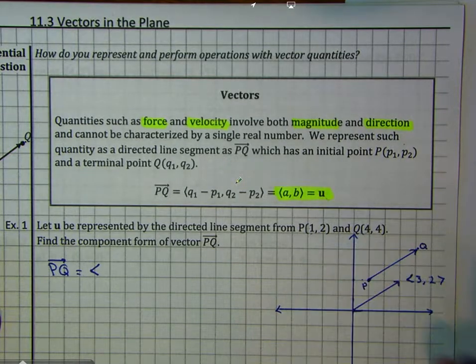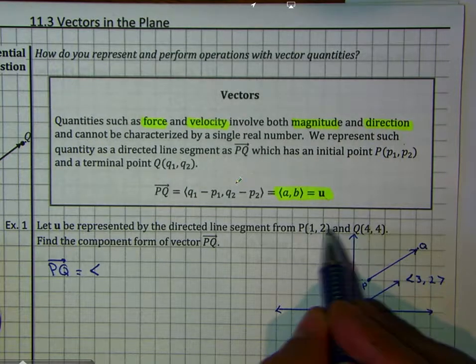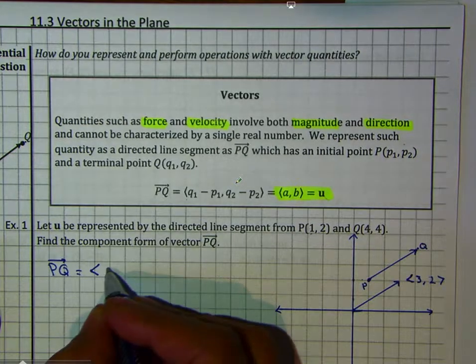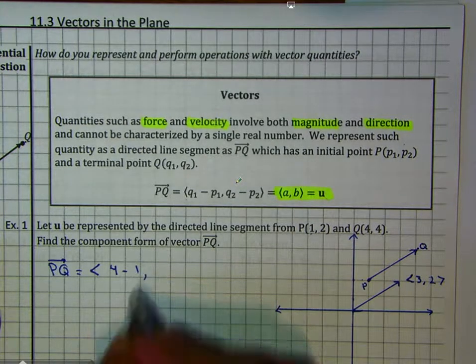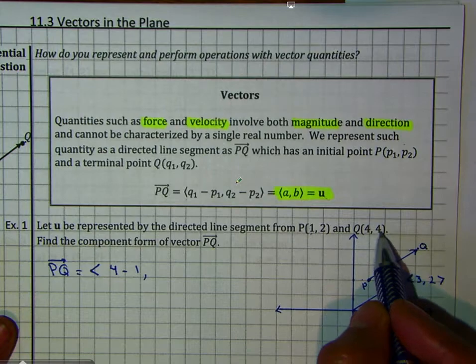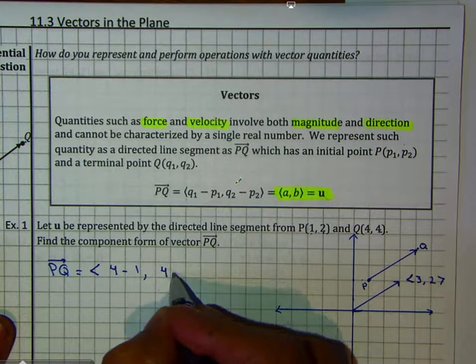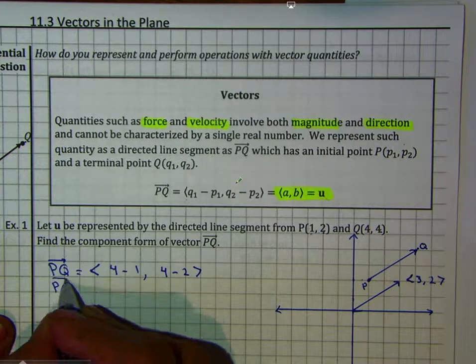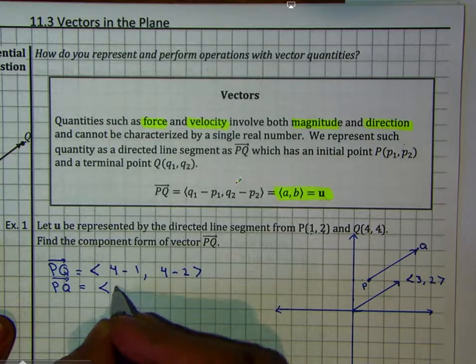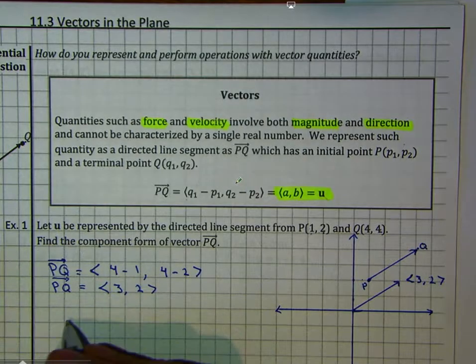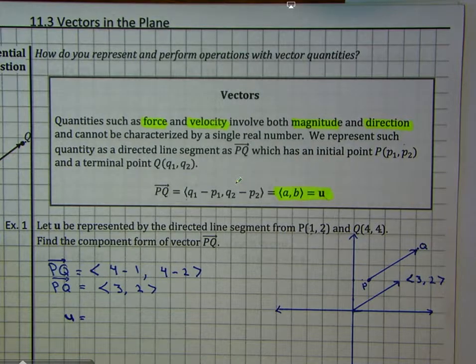We usually do the second one minus the first one. So notice that's q minus p. So it'll be 4 minus 1. And we're going to do the same thing, q minus p, so it'll be 4 minus 2. And now we can simplify. So PQ is 3 and 2. And we're going to represent it by the vector u. Notice I'm making it a little thicker, a little bold. So that'll be 3 and 2.